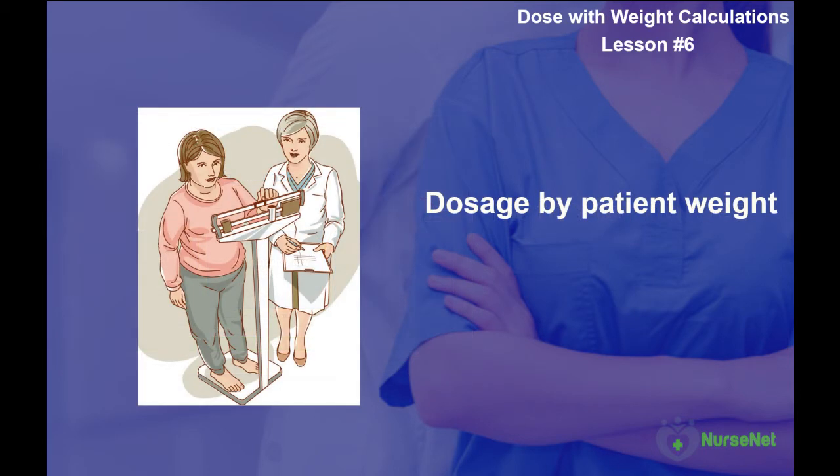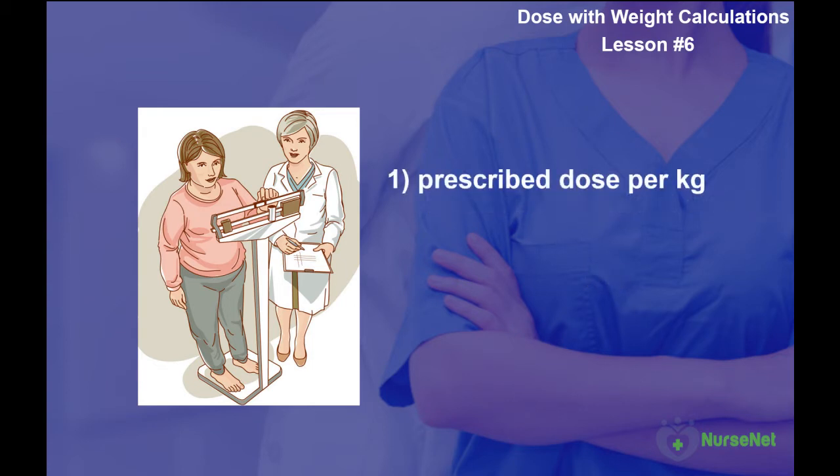Some medications, particularly for children, may be prescribed according to that person's body weight, or kilograms. Now, to work out how much of the drug we should give a patient based on their weight, we will require two elements of information. Number one, the prescribed dose per kilogram, and number two, the weight of the patient in kilograms.